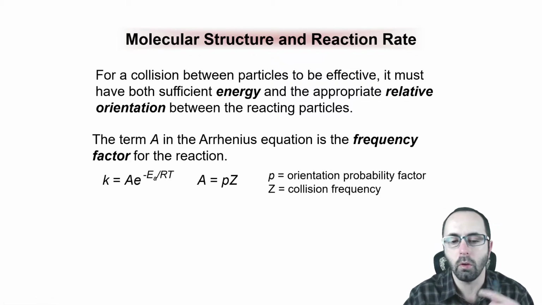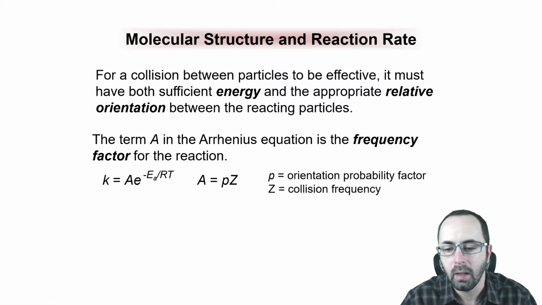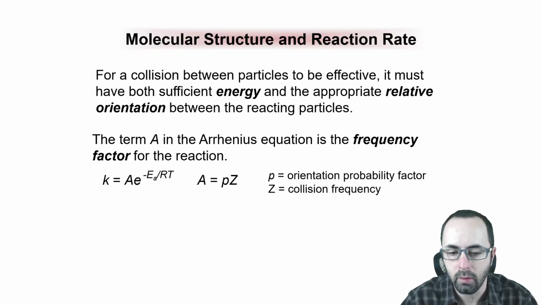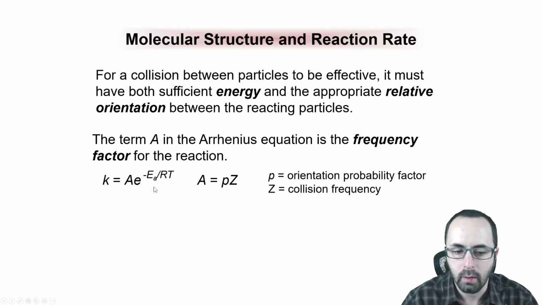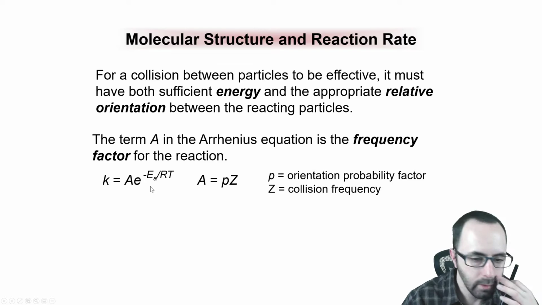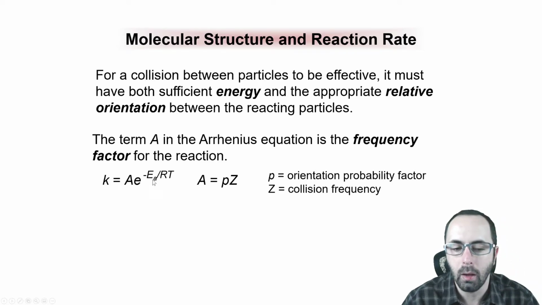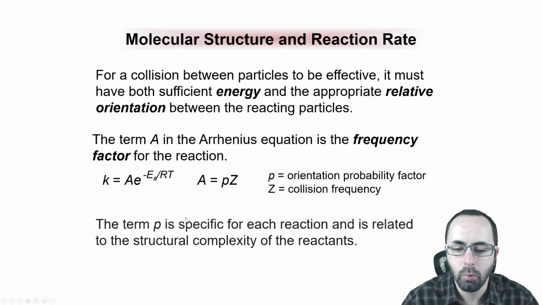These molecules are always flipping and spinning around. They have to hit each other in the right way to undergo this reaction. So the A gives you the frequency of a collision that is in the correct orientation. Then after that, the rate constant is determined by what's known as the activation energy, the temperature, and this ideal gas constant. So let's break this down a little bit further.